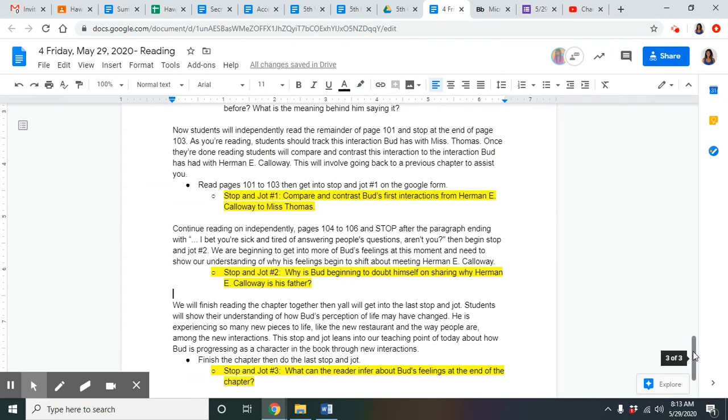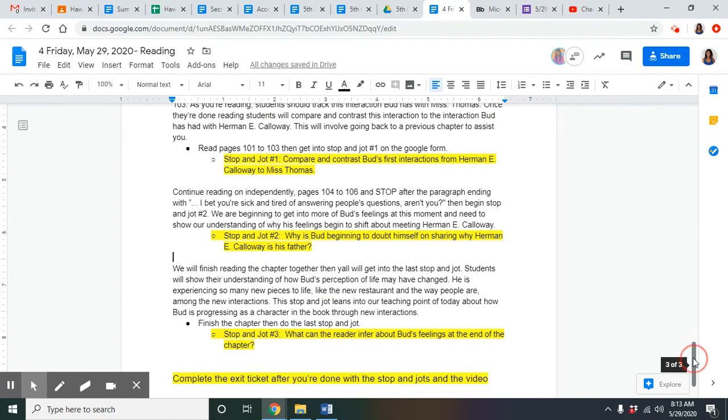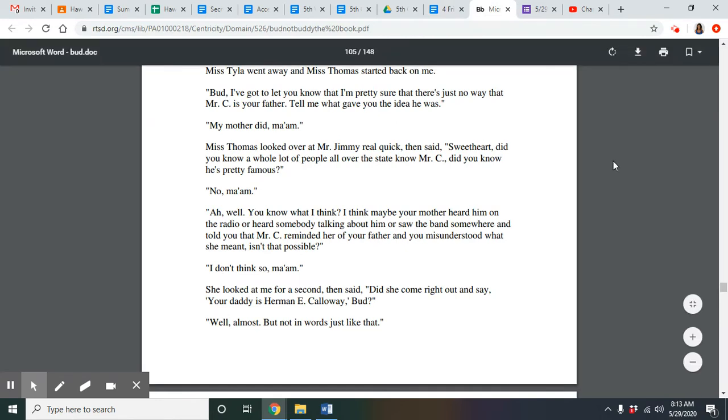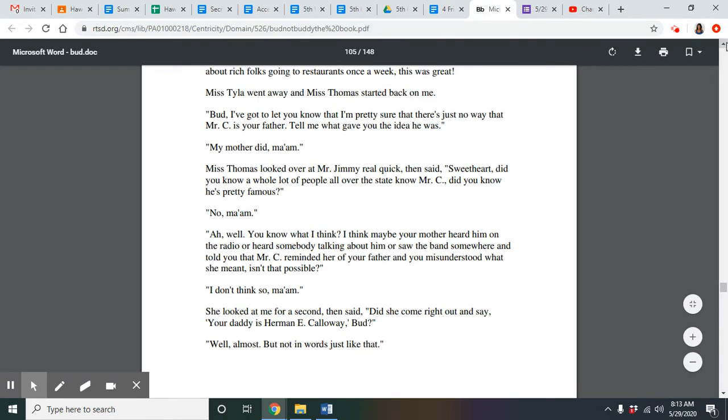All right, welcome back from trying out stop and jot number 2. So, in this moment, this question is asking us why is Bud beginning to doubt himself on sharing why Herman E. Calloway is his father. So, let's get into the text and find out what happened here. How does this conversation end with him and Miss Thomas? She is now asking him questions about why he thinks that Herman E. Calloway is his dad. So, it gets to here on the bottom of page 105.